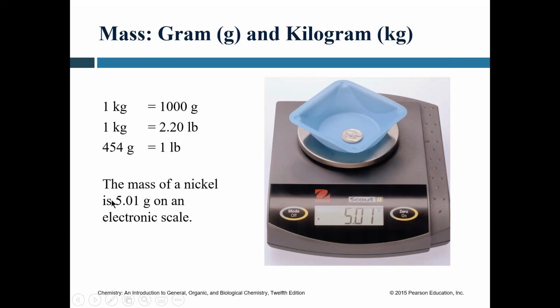All right. So here's a relationship between a British and a metric system. If you're on Earth, this applies. 1 pound is equal to roughly 454 grams.